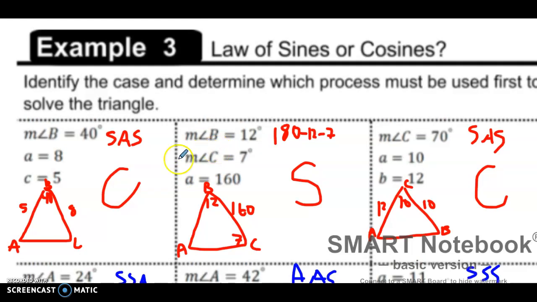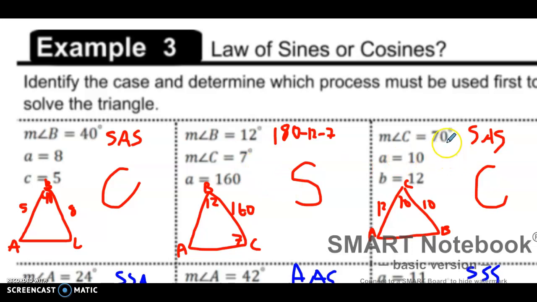Now let's look at what you should have discovered here. So when you drew this picture, you notice that you have side and an angle and a side, and it's side angle side, so we would have to use the law of cosines. This one right here, we really don't have enough information, so really the first step would be to take 180 minus 12 minus 7 to find angle A first, but then you would have enough information to use the law of sines, because you would have 3 angles and one side, so you could do a ratio of sines.